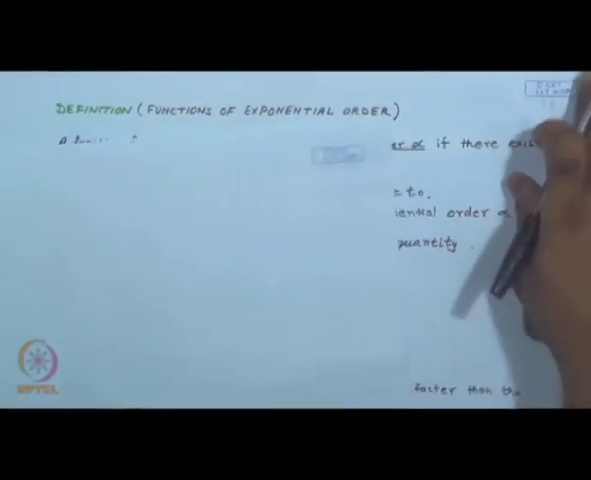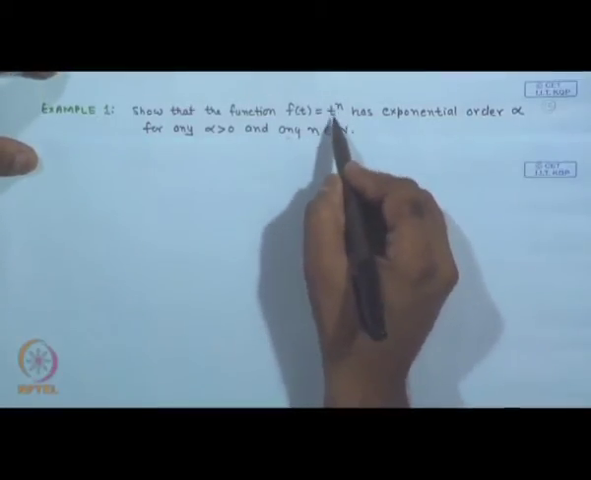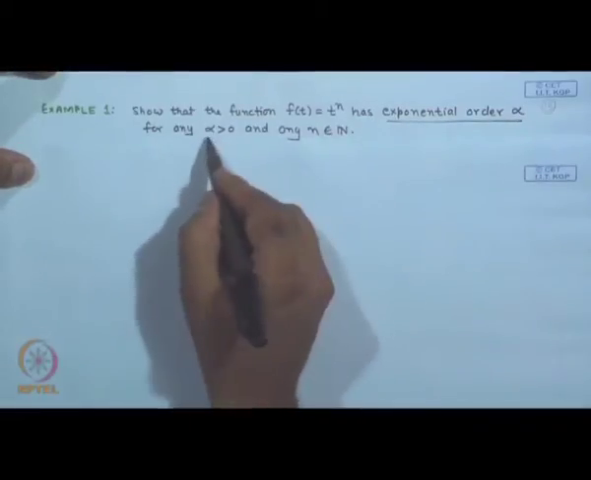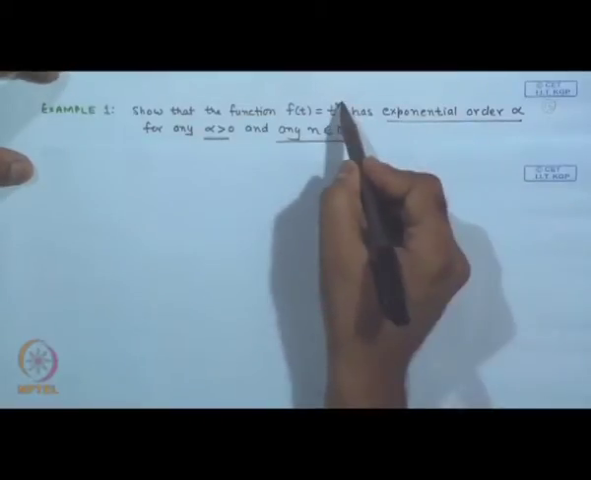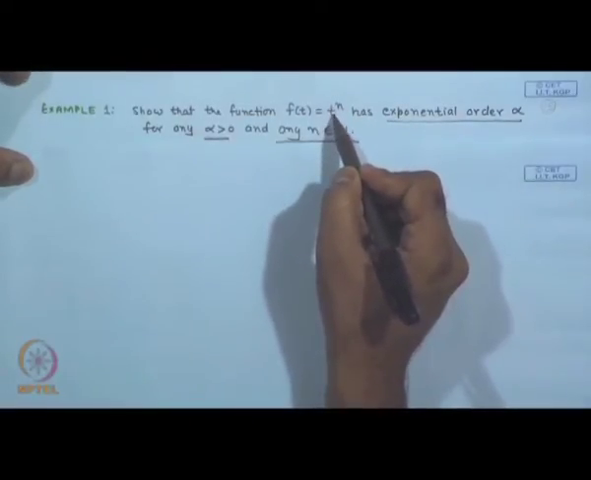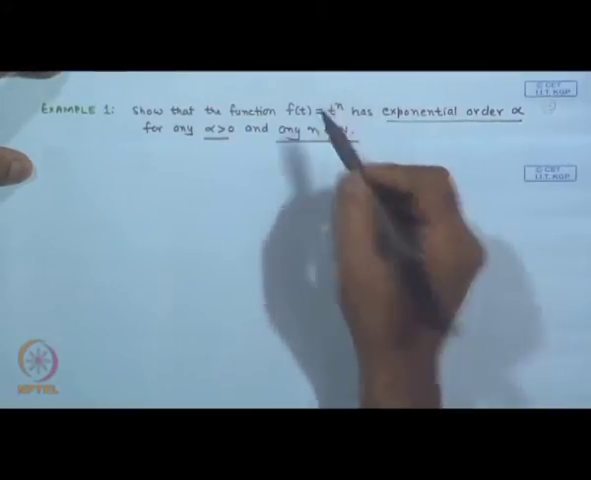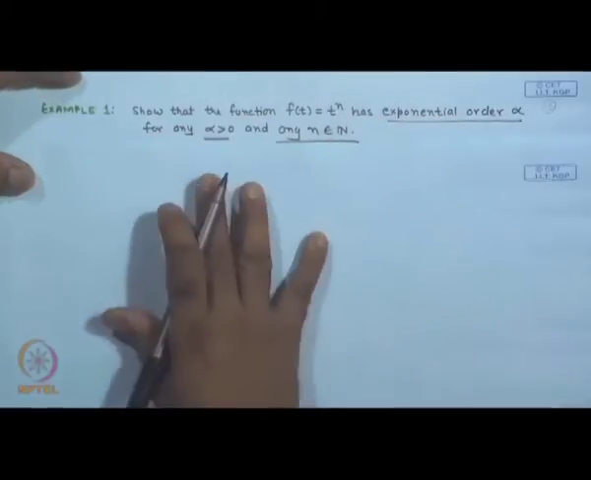So, let us take some examples of these functions. The first example shows that the function f(t) = t^n has exponential order alpha for any alpha positive and for any n in the set of natural numbers. So, whatever n we take here, the growth of this function is always bounded by the exponential function of order alpha for any alpha positive. So, it is very interesting to see.